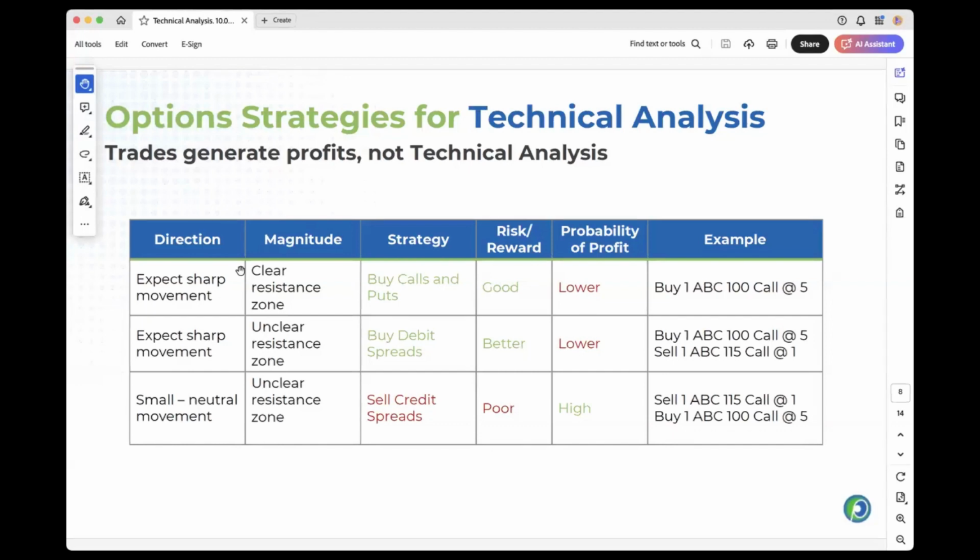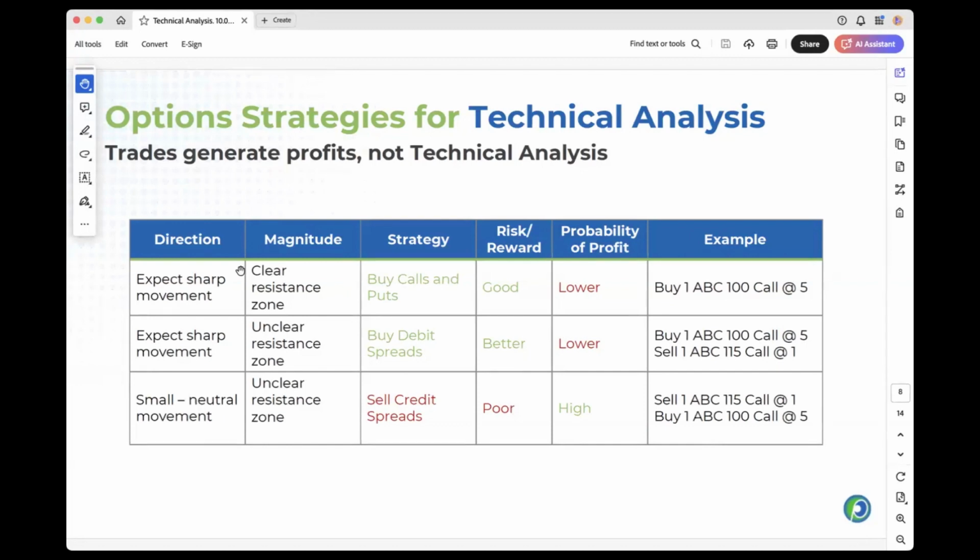All right. So this is the screen I want to bring you back to, looking at the strategies that we would utilize in order to deploy our view. So remember, trades generate profits, not technical analysis. Trades also generate losses, not technical analysis. Trades are the action aspect from our understanding. So this is the takeaway for you to mull on, if you will.